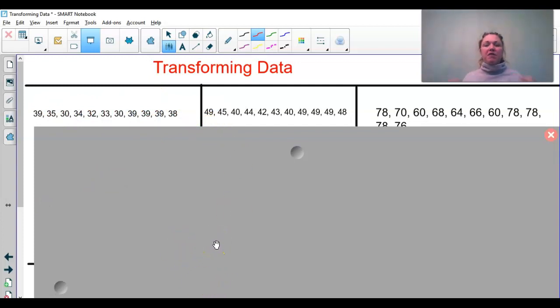We want to see the effects of transforming data, because sometimes what statisticians do is they have data and then they want to see what would happen if we would add 10 to that data. What would happen if we'd multiply it by 2? Teachers even do that if they want to curve the test, right?